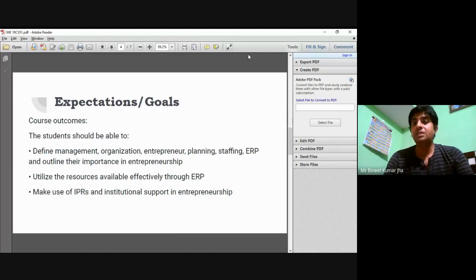The first thing is you'll be learning all the basic principles of management, right from the definition of management. Then you'll be learning organizing, staffing, then the entrepreneur skill. Then you'll also be learning the techniques to effectively manage your resources. So ERP management and all, you're going to learn.